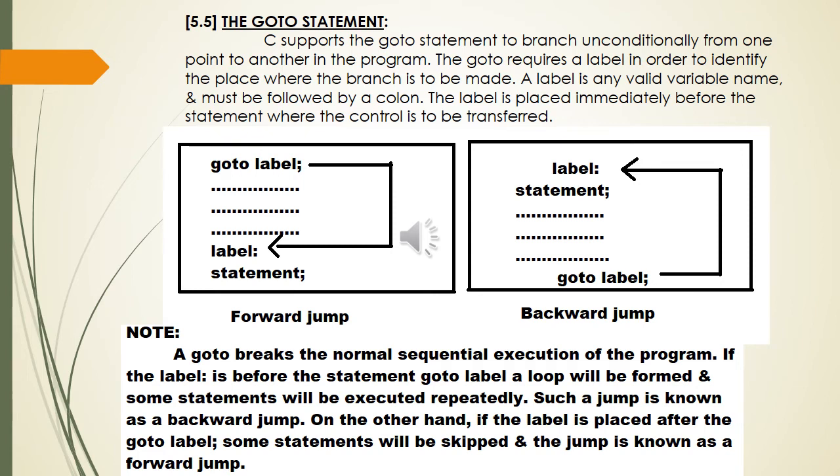Here the same thing is written in the note. A goto breaks the normal sequential execution of the program. If the label is before the goto label statement, a loop will be formed and some statements will be executed repeatedly. Such a jump is known as a backward jump. On the other hand, if the label is placed after the goto label, some statements will be skipped and the jump is known as a forward jump.